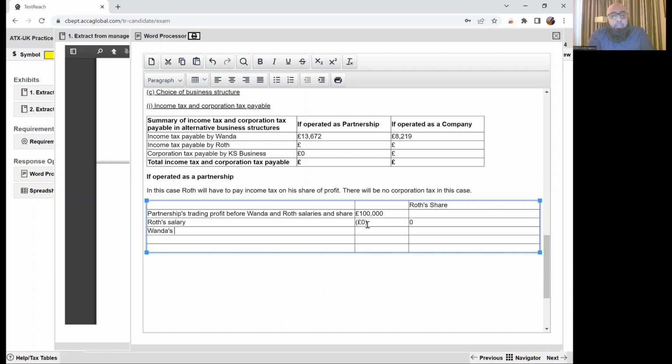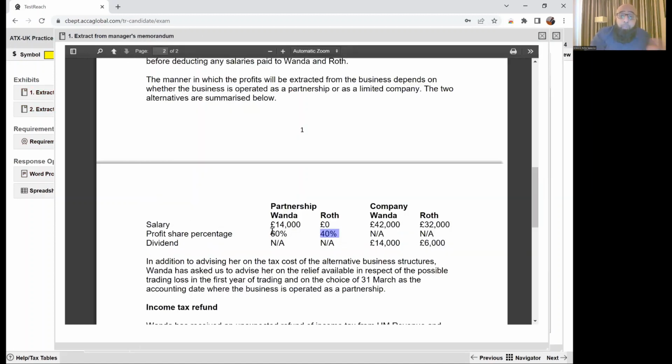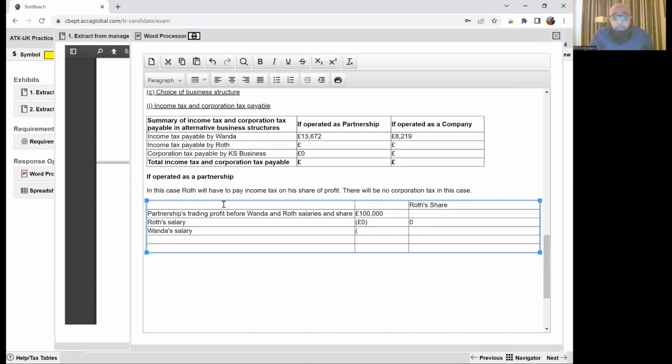Now, you must be thinking why I'm calculating the vendor's salary also. Because we need to arrive at the residual profit before making the split. Vendor's salary is £14,000. So here the residual profit is 100,000 minus 14,000 pounds, so it will be 86,000 pounds.